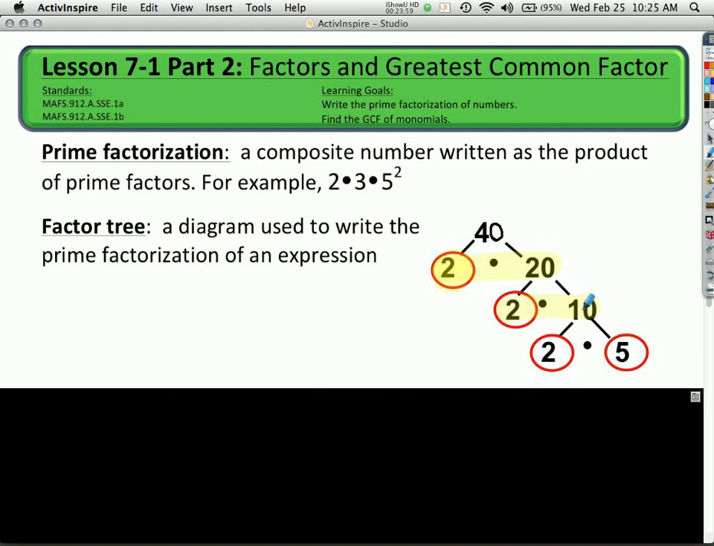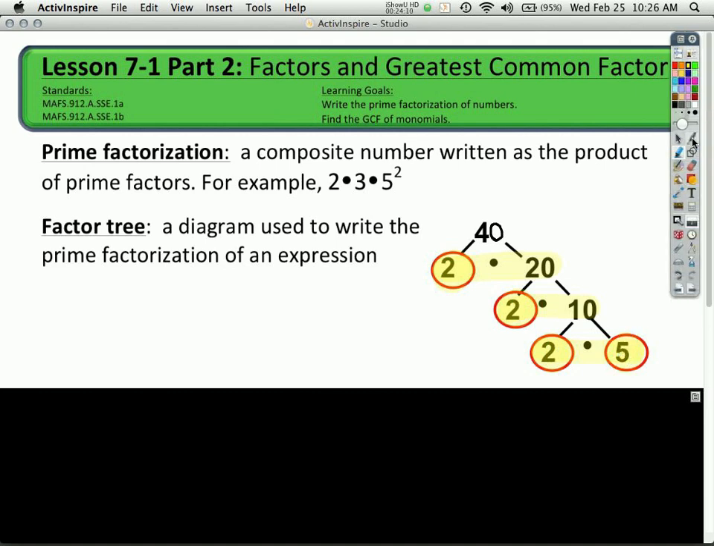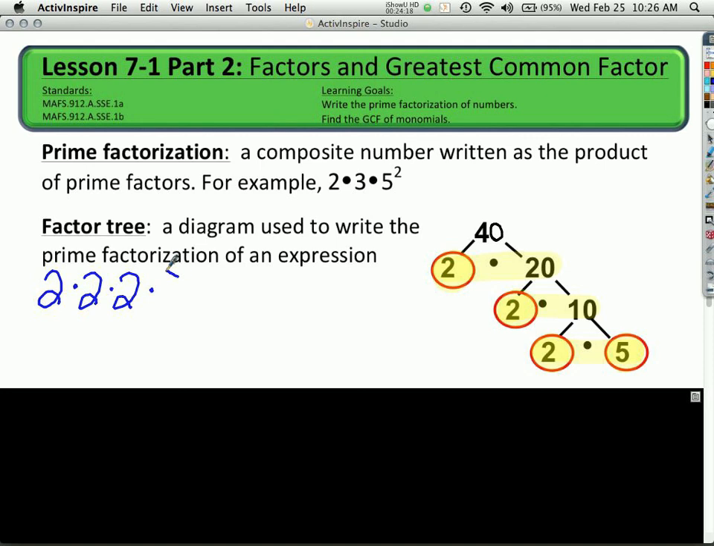2 times 10. 2 is prime. We close the branch, but 10 is not. So now we do another factor pair of 10. Now 2 is prime and 5 is prime. And so the prime factorization for 40 is 2 times 2 times 2 times 5, or, if you're super fancy, you write 2 to the 3rd power times 5.